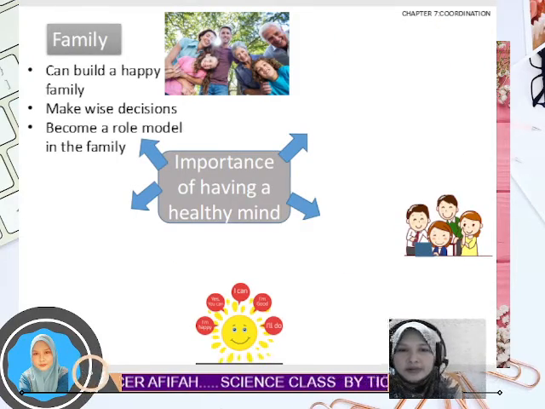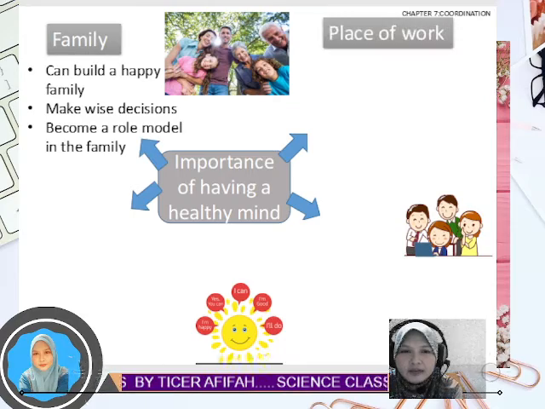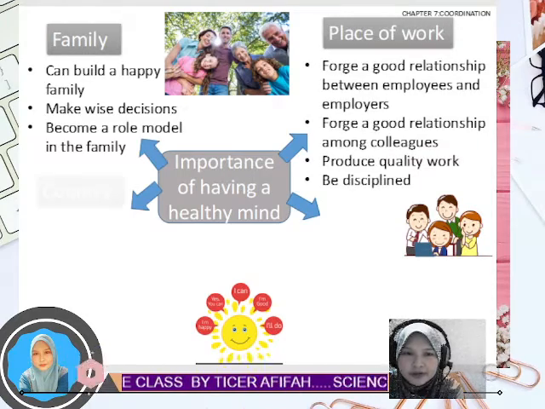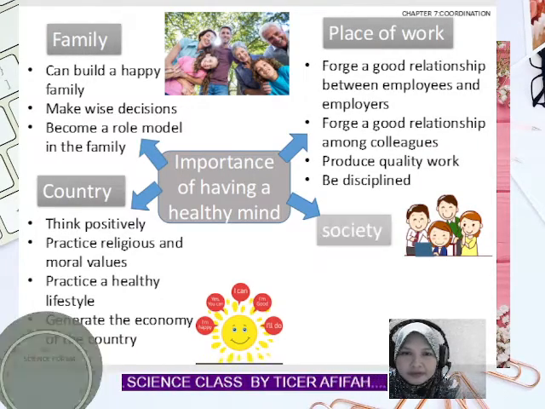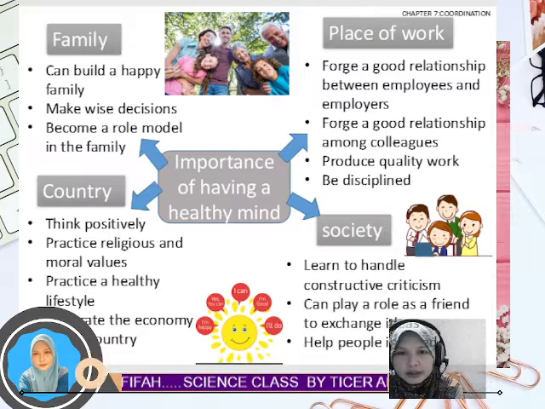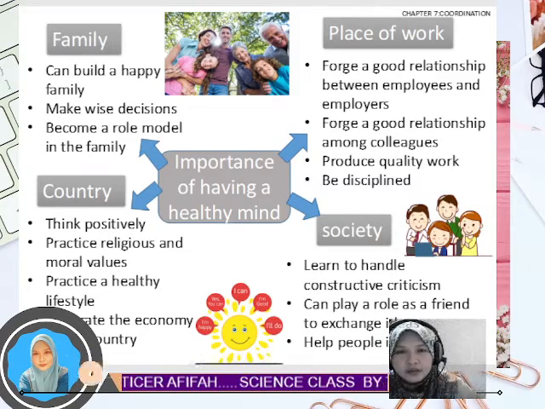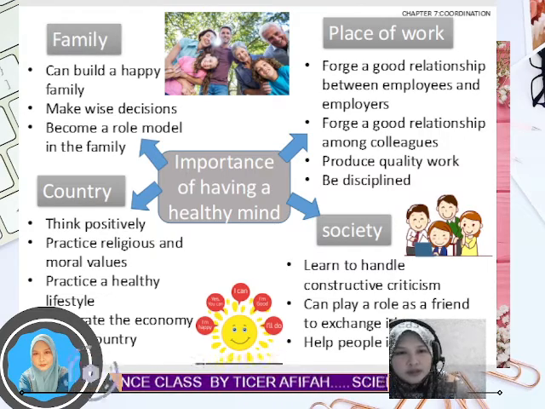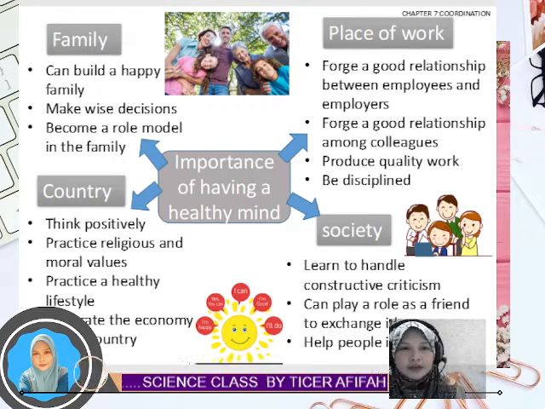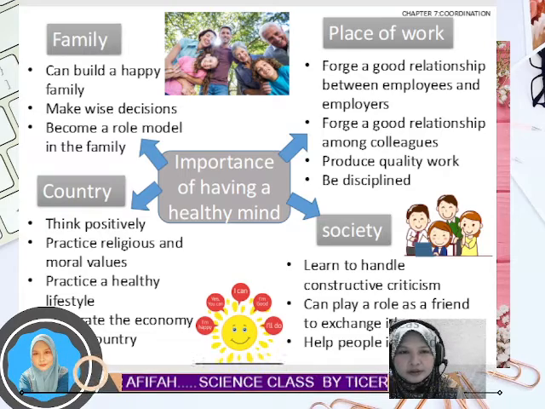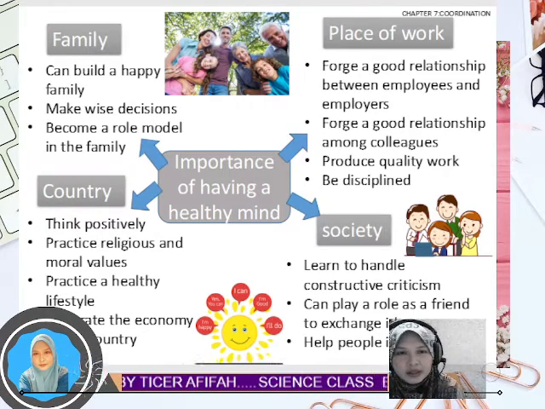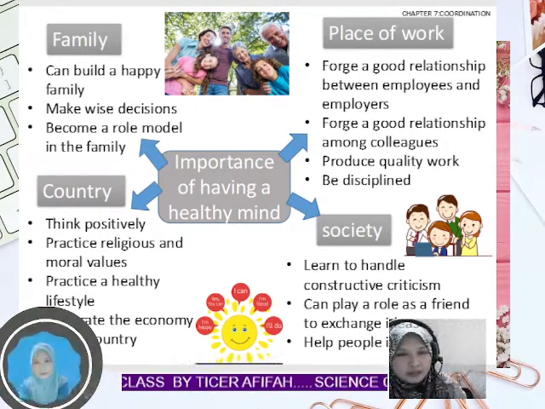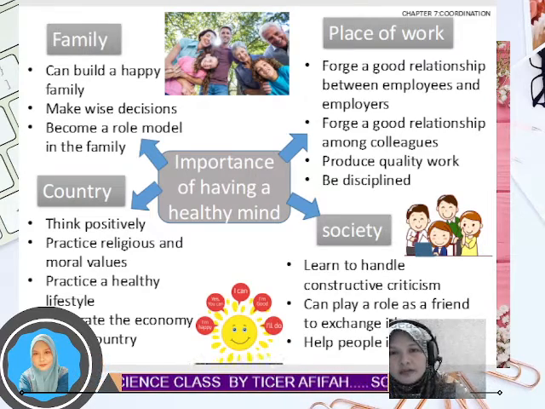Right, why do we need to have a healthy mind? The importance of having a healthy mind is divided into 4: the importance to the family, to the place of work, to the society and also the country. For family, a healthy mind is very important to build a happy family, to make wise decisions and become a role model in the family.